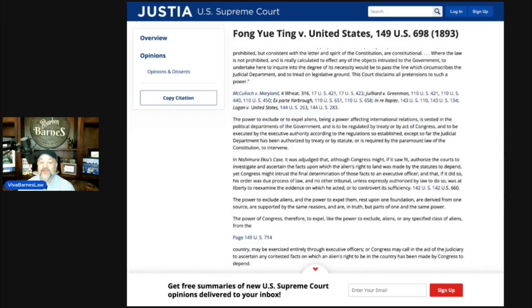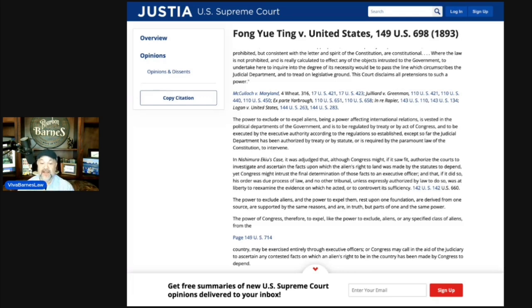The power to exclude or to expel aliens, being a power affecting international relations, is vested in the political departments of the government, Congress and the president, because those are the only ones elected, and can be regulated in these other ways according to how Congress and the president so choose. But there's no role for the judicial branch to intervene unless explicitly given that power by either the Congress or the president.